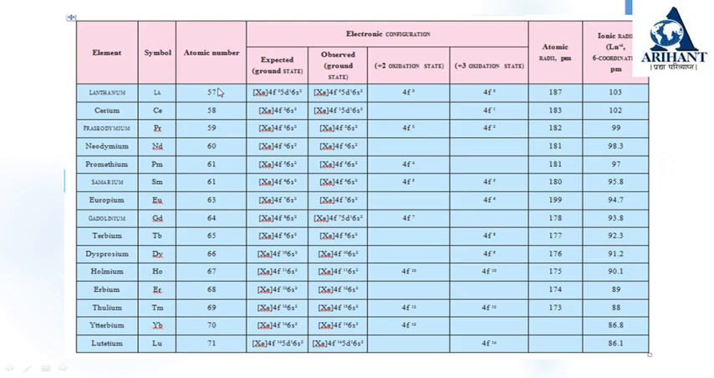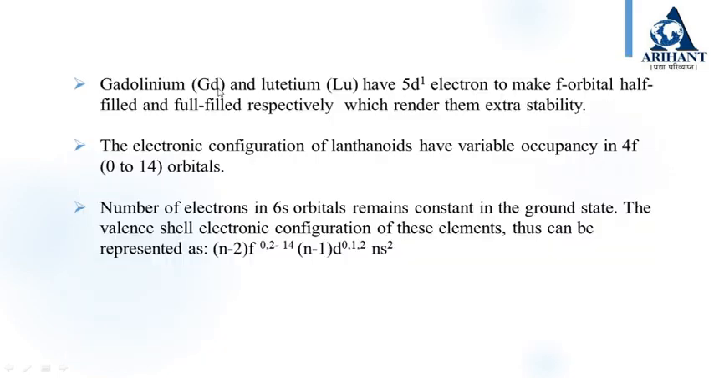The table shows the electronic configuration of the lanthanoid series from lanthanum to lutetium. It has been observed from the table that gadolinium and lutetium have a 5d1 electron to make the f orbital half filled and completely filled respectively, which renders them extra stability. The electronic configuration of lanthanoids has variable occupancy in the 4f orbitals, 0 to 14. The number of electrons in the 6s orbital remains constant in the ground state.